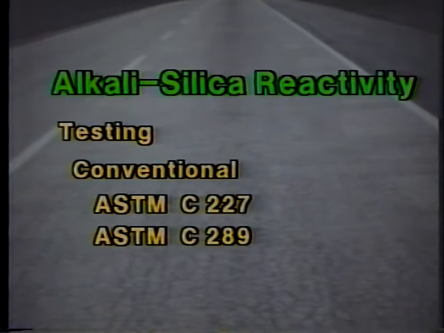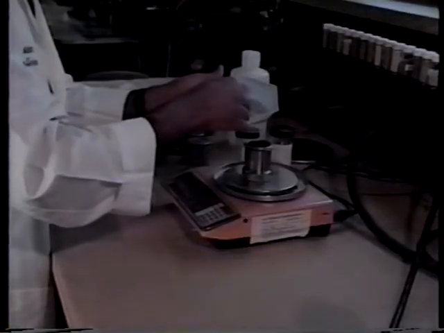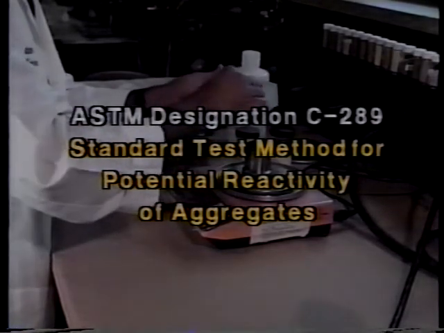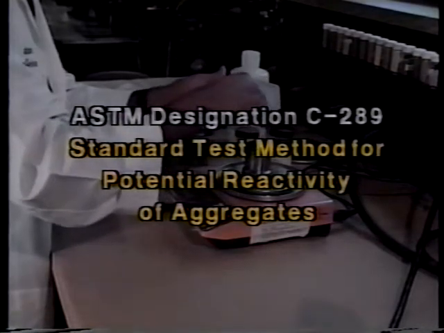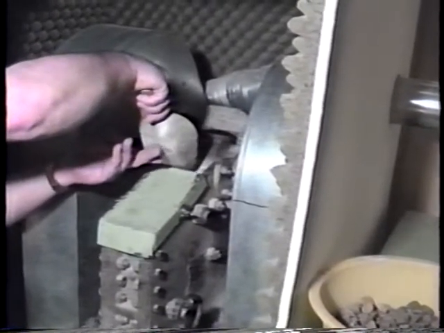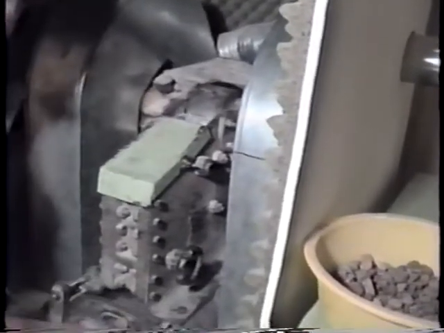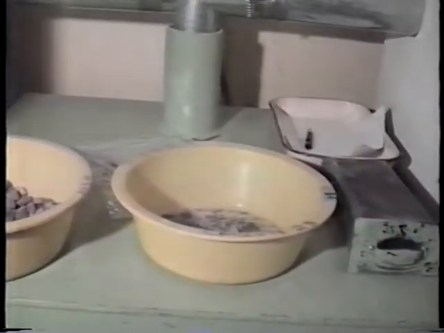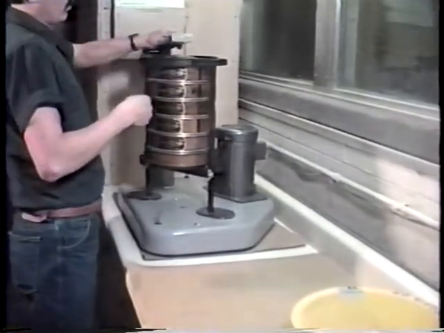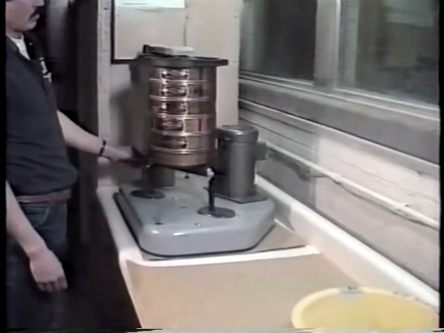And that brings us to the last test, ASTM C 289. Formally, this test is titled Standard Test Method for Potential Reactivity of Aggregates. The material to be evaluated must pass the number 50 and be retained on the number 100 sieve. To obtain this size fraction, the as-received material is initially processed by passing through a jaw crusher. The crushed material is then sieved to obtain the desired sizes.